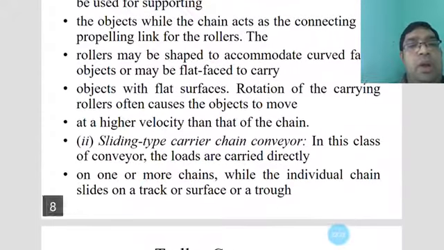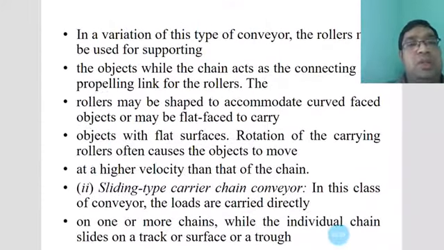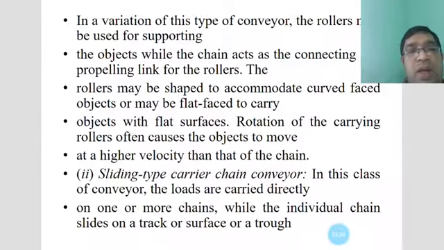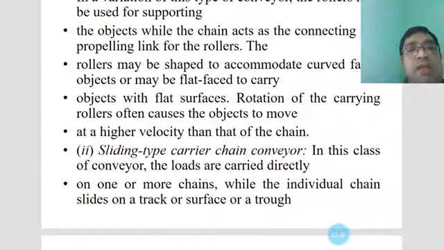while the individual chain slides on tracks or a surface. Basically, we have to concentrate on the one or more chains, with the individual chain sliding on tracks or a surface, in the forward direction on this sliding type carrier chain conveyor.